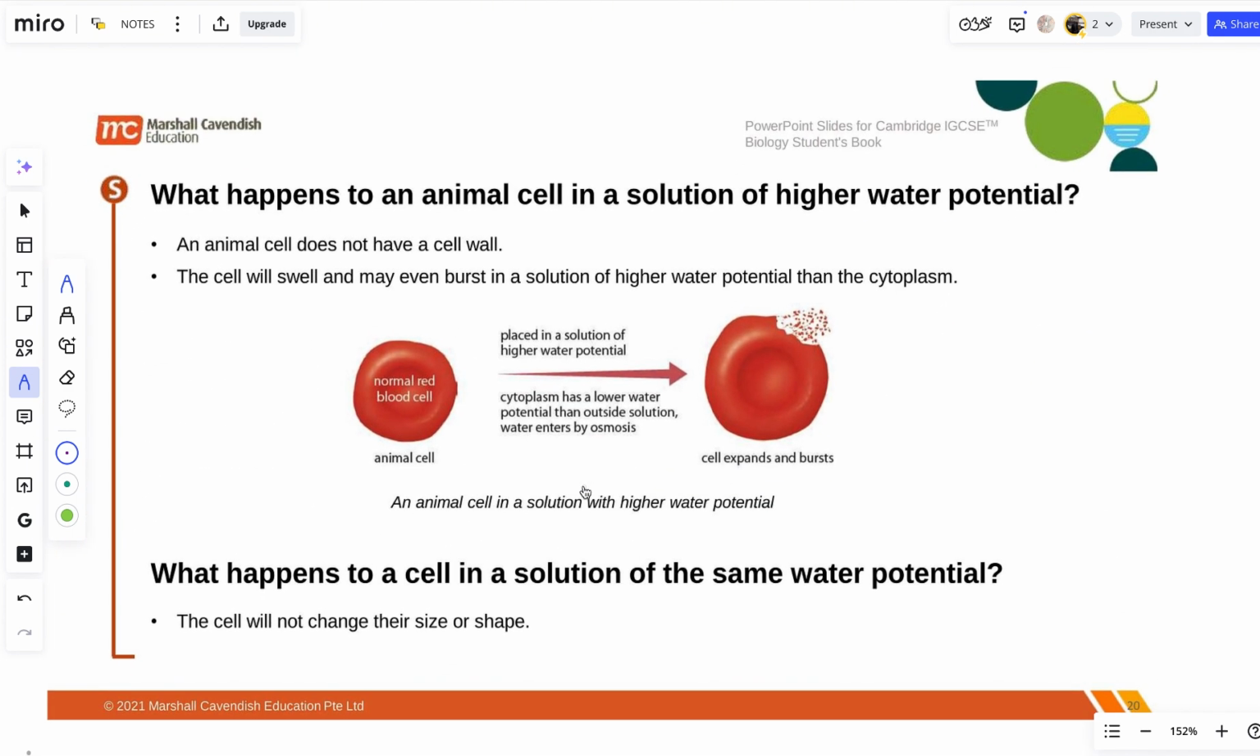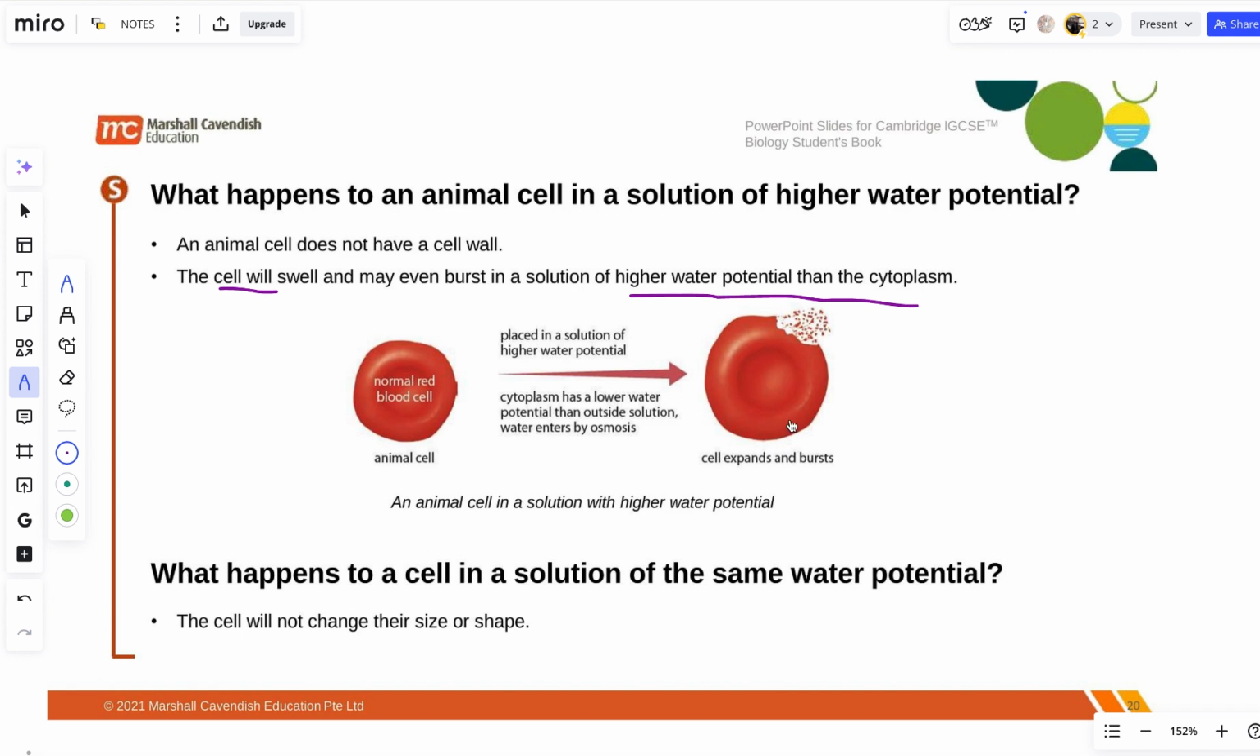What happens to an animal cell in a solution of higher water concentration? Turgidity will happen, right? So an animal cell does not have a cell wall. Since it does not have a cell wall, only the cell membrane, the membrane is partially permeable, meaning more water will move from the higher water concentration into the cell, right? So the cell will expand and burst. The cell will expand. It gets bigger because more water goes into it, and it will expand and burst, and then there will be trouble.